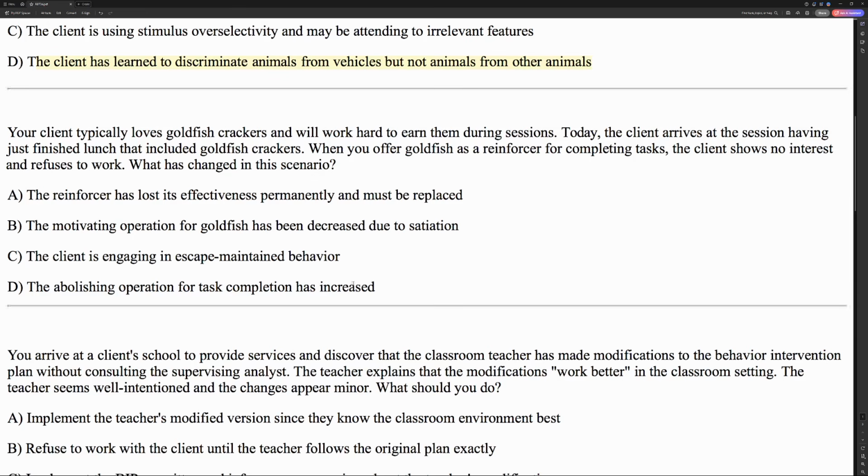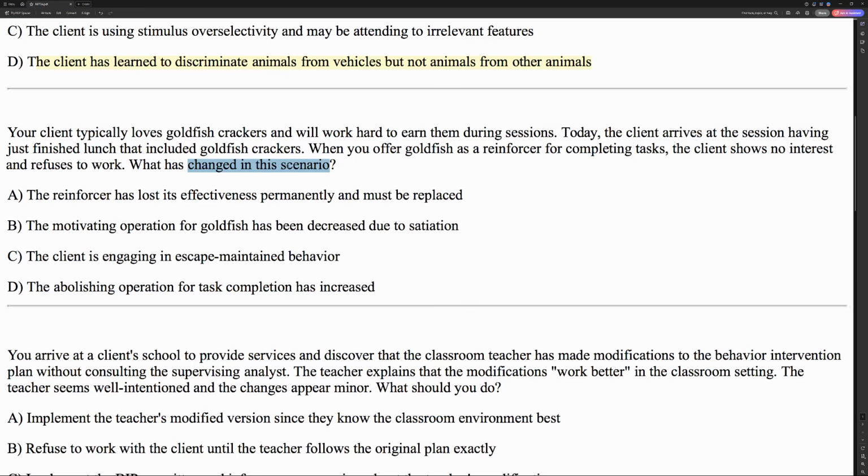Your client typically loves goldfish crackers and will work hard to earn them during sessions. Today, the client arrives at the session having just finished lunch. That included goldfish crackers. When you offer goldfish as a reinforcer for completing tasks, the client shows no interest and refuses to work. What has changed in this scenario?